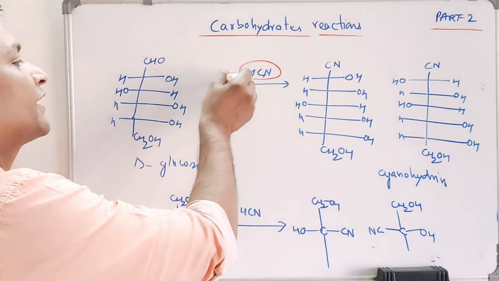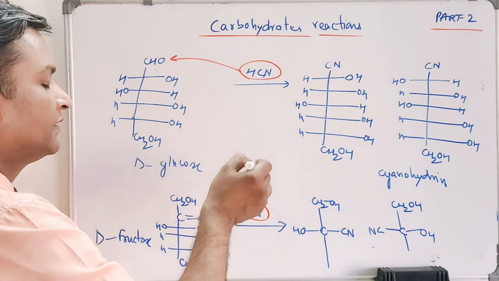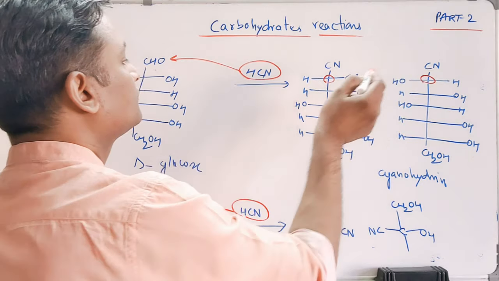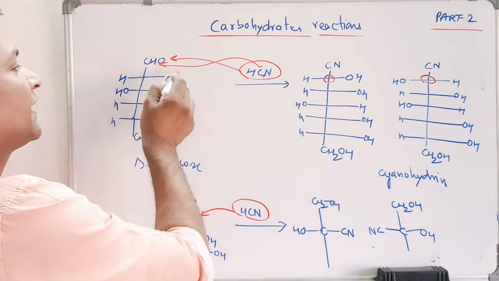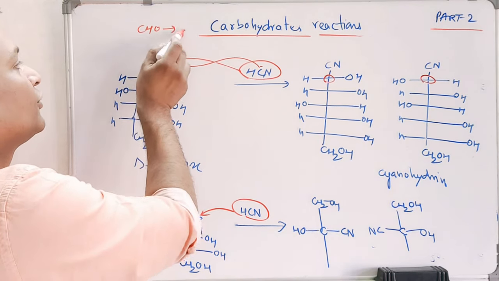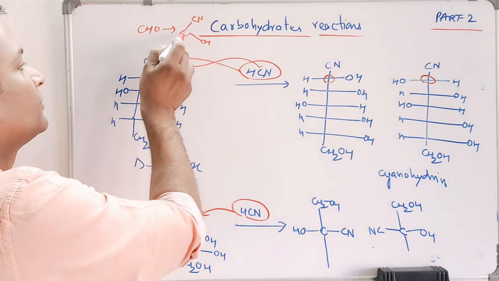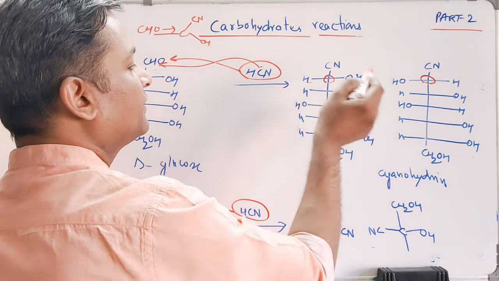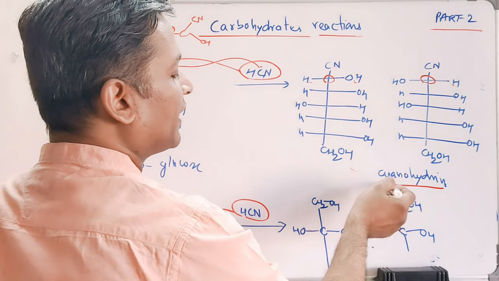HCN is a reactant which will react on the aldehydic part, and on the ketonic part, and give us the formation of a new chiral center. So it reacts with the cyanide part and the aldehyde will change into CN and OH. So we get this OH and CN, OH and CN, two chiral centers obtained, and the product obtained is called the cyanohydrin.